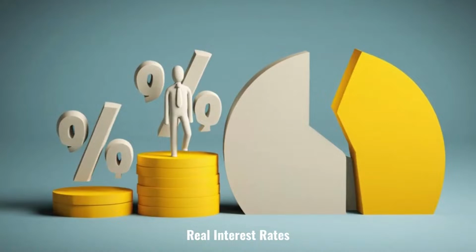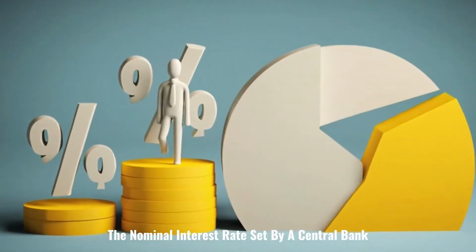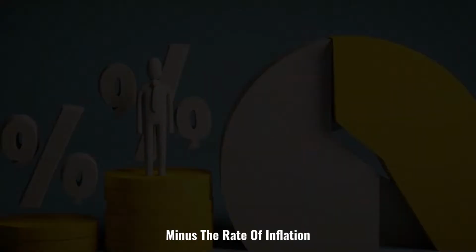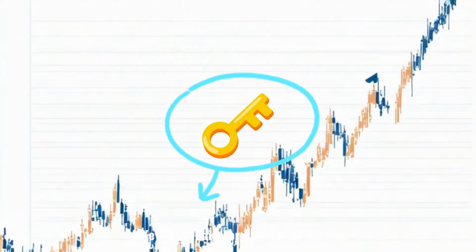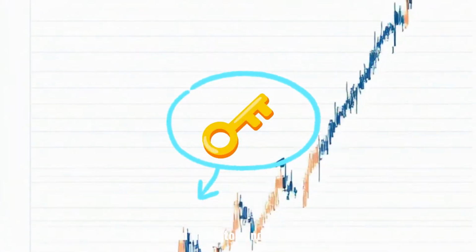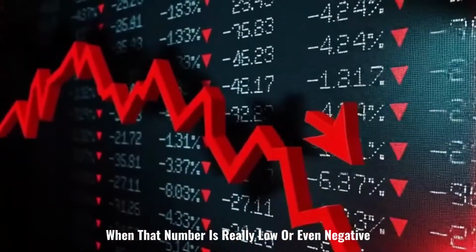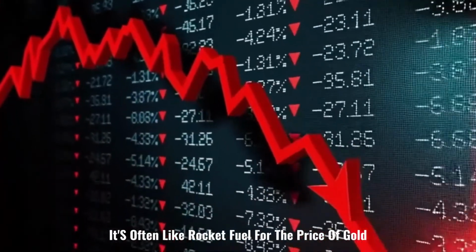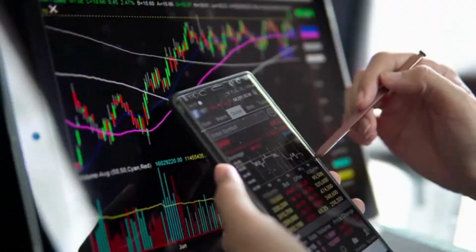Real interest rates, the nominal interest rate set by a central bank minus the rate of inflation, a key gold indicator. And here's the key: when that number is really low or even negative, it's often like rocket fuel for the price of gold.